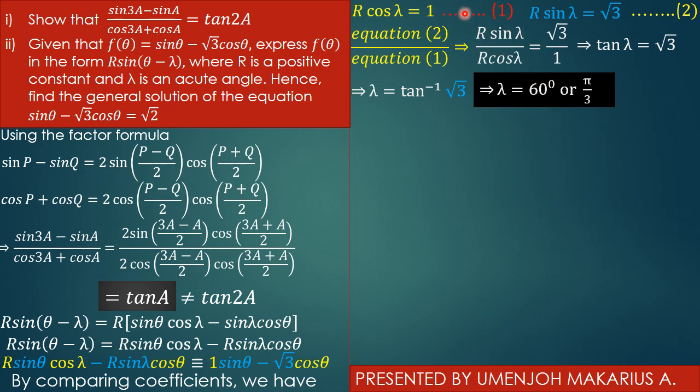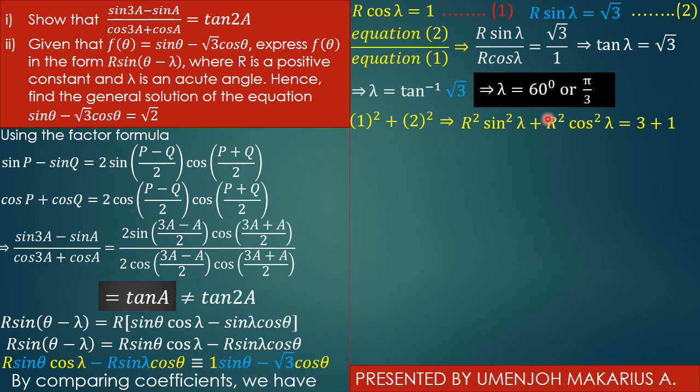By so doing, we can either take the value of lambda back to any of the equations, or we can simply add equation 1 squared plus equation 2 squared. We are going to have r squared sine squared lambda, which is equation 2 squared, plus r squared cos squared lambda, which is equation 1 squared, the same as the squares of our results. The square of the square root of 3 gives us 3, and the square of 1 gives us 1.